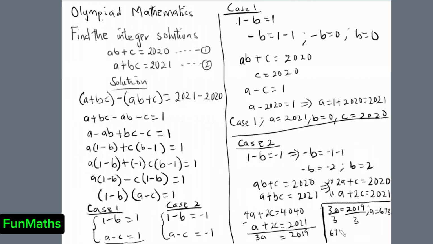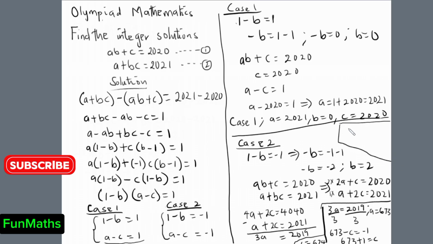And lastly, for C, remember A minus C is minus 1. So 673 minus C is minus 1, which means 673 plus 1, I'm changing it, is equal to C. C will be equal to 674. So it means that for case 2, A is 673, B is 2, C is 674. This is the final solution to this Olympiad maths question.